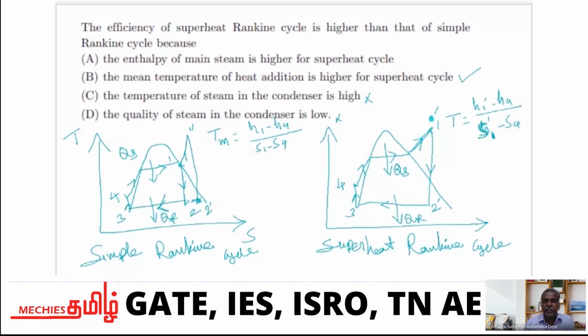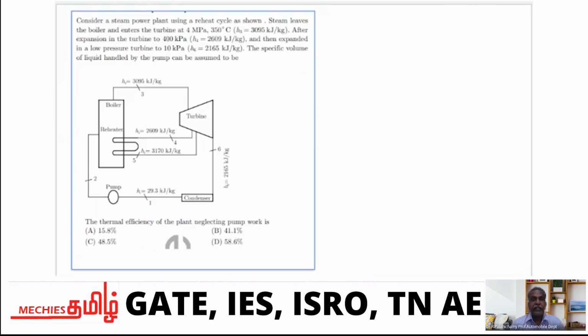Since this temperature increases, the temperature of heat rejection will... the temperature of heat addition increases, but efficiency will increase. Consider a steam power plant using a reheat cycle. Steam leaves the boiler and enters the turbine at 4 megapascal, 350 degrees centigrade.